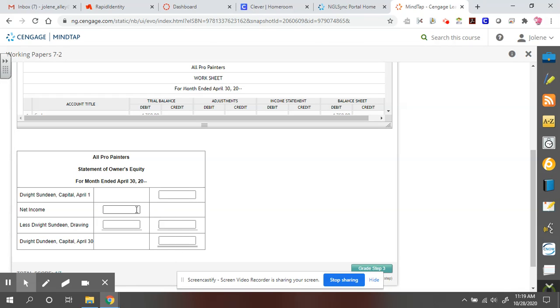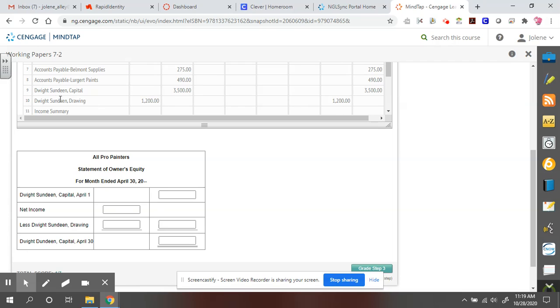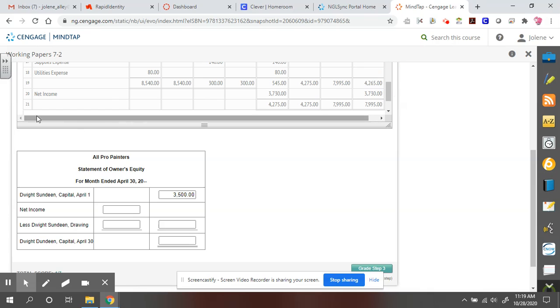Okay, so we get this information off of the worksheet. First it asks for the capital, how much money that Dwight has in capital. And here's our capital account, line 9, and it says $3,500. So we're going to put $3,500 in. Then it asks for net income. Net income is at the bottom of the worksheet, here, line number 20 in this case, net income of $3,730.